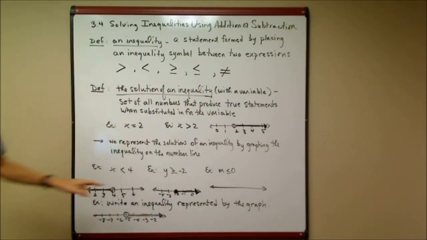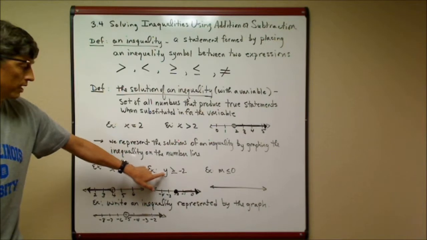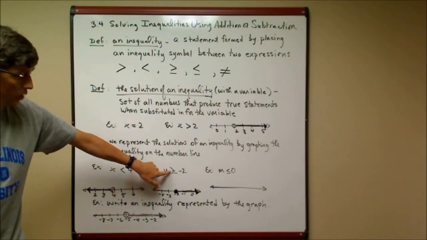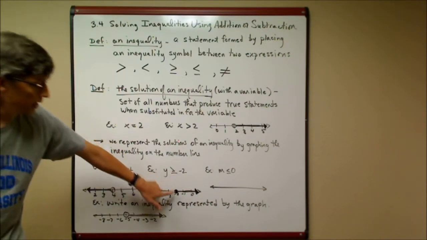Notice that when your inequality is written, if the variable is on the left side, the direction that the inequality arrow seems to be pointing is the side that you shade.